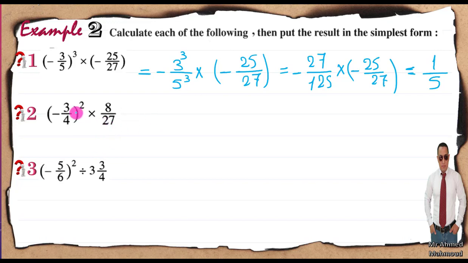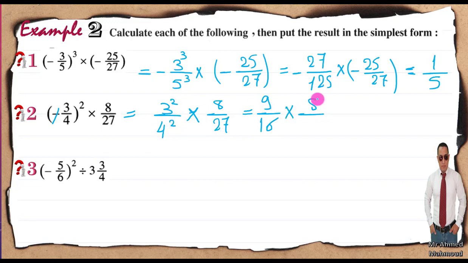Number 2, negative 3 over 4 all to the power of 2. I'm going to skip the negative because of the even power, so it will be 3 to the power of 2 over 4 to the power of 2 times 8 over 27, which is equal to 9 over 16 times 8 over 27. I'm going to evaluate by calculator. It's equal to 1 over 6 in the simplest form. Next.